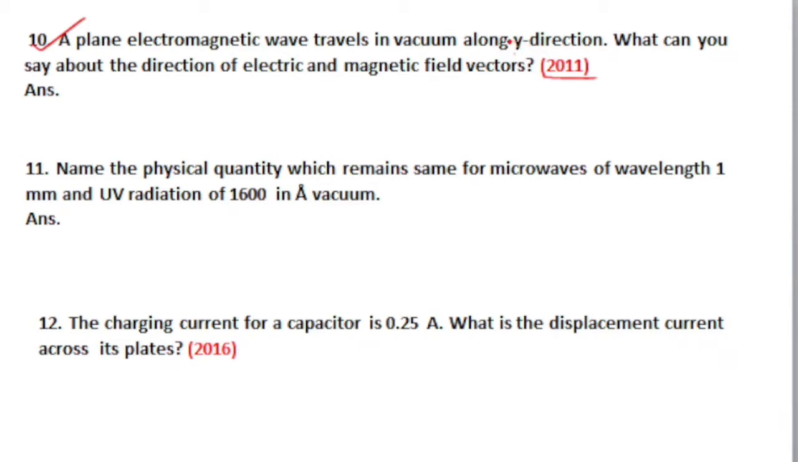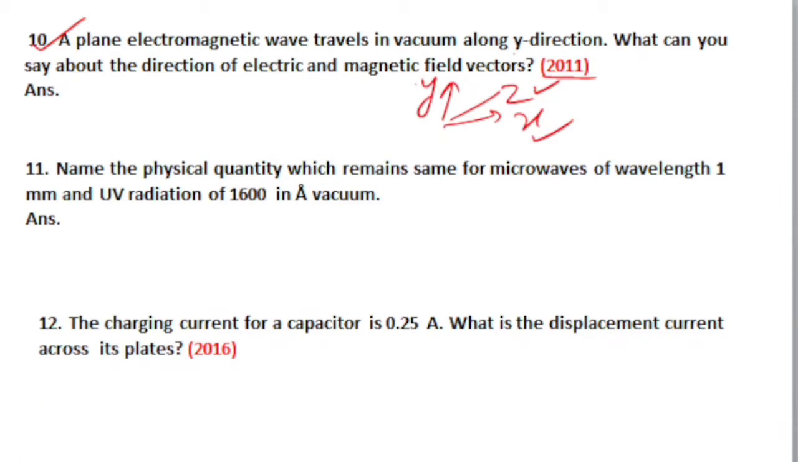If the wave is traveling along the y direction, the direction of magnetic field and electric field is along the x and z direction. This is the direction of electric field and magnetic field if the wave is traveling along this y direction. Hope it's clear to all of you. Now next, question number 11.